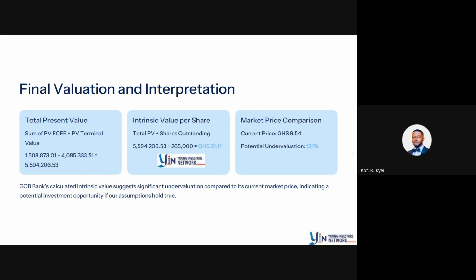If you are asked to do it per share, that's when you apply the outstanding shares to it, and you come to your 21.11. Then the conclusion will be as you are seeing on the screen. The potential in the valuation is 121%. So you can conclude that GCB's calculated intrinsic value suggests a significant undervaluation compared to its current market price, indicating a potential investment opportunity if our assumptions hold true.